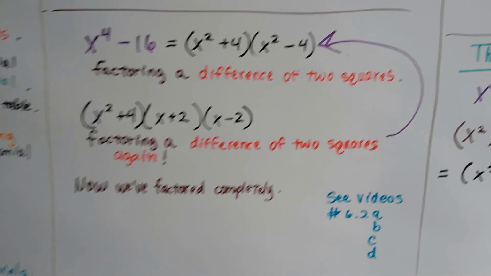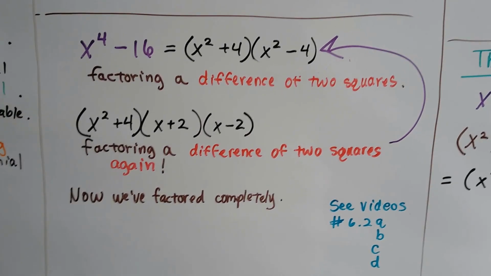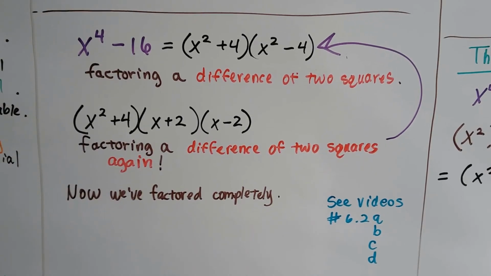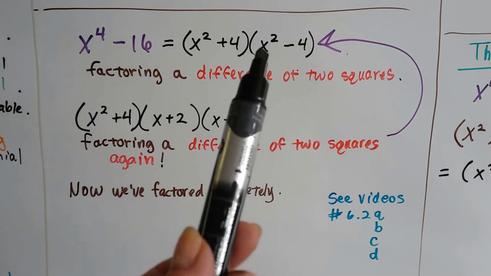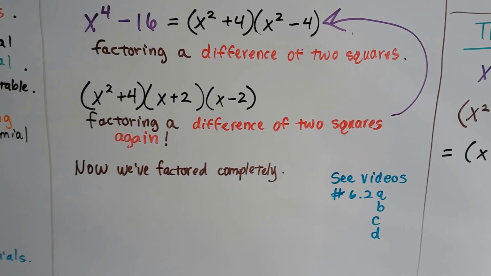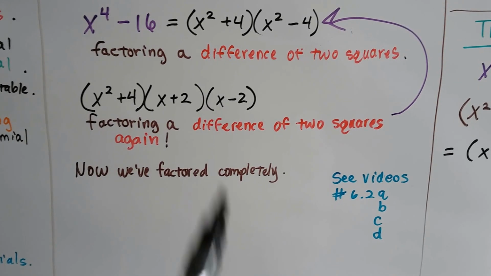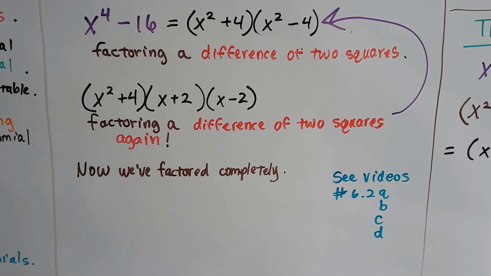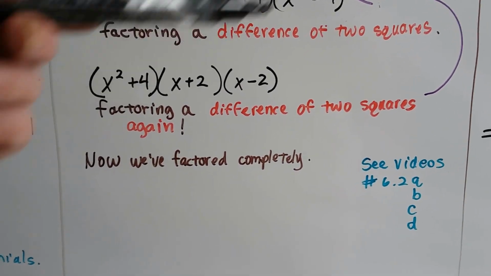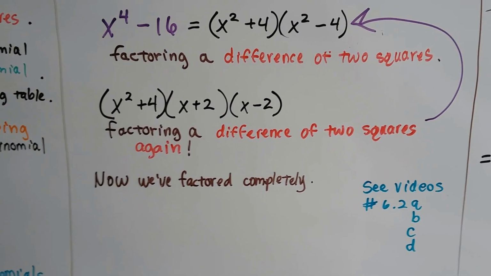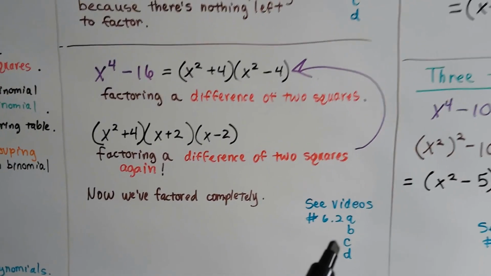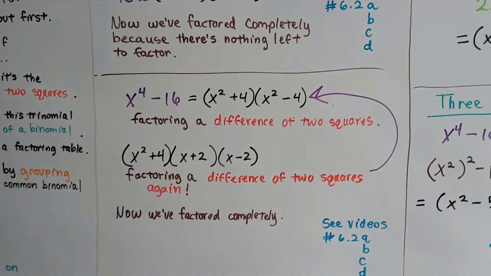Now look. We've got x to the 4th minus 16. We can factor it as x squared plus 4 times x squared minus 4, factoring a difference of 2 squares. But because we've got this x to the second power minus 4, we could do it again. We can factor a difference of 2 squares again. And it comes out as x plus 2 times x minus 2 with this x squared plus 4 in the front of it, see? So he just kind of came along for the ride, and we factored that one out as a difference of 2 squares again. Now we've factored completely. And again, this was in 6.2a, b, c, and d, just like that one, okay?